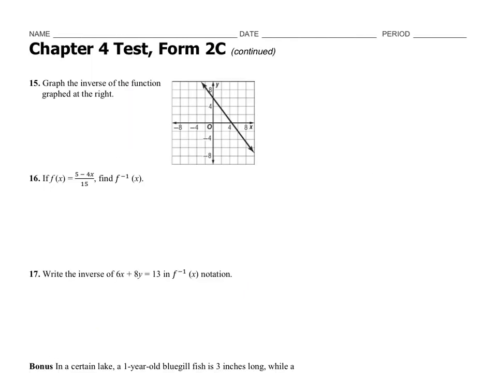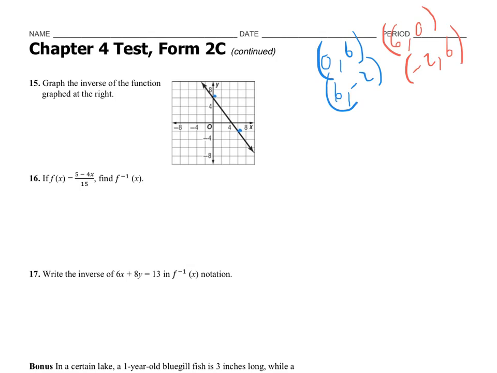All right, looking at 15 on the last page. Graph the inverse. It looks like I got a coordinate right there. That looks like 0, 6. And I got a coordinate right there. It looks like at 6, negative 2. If I get their inverses, that would be 6, 0, and negative 2, 6.